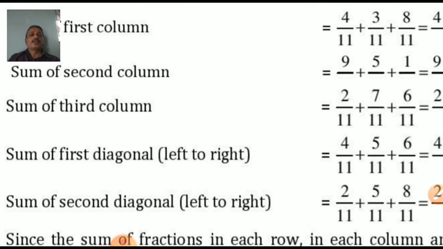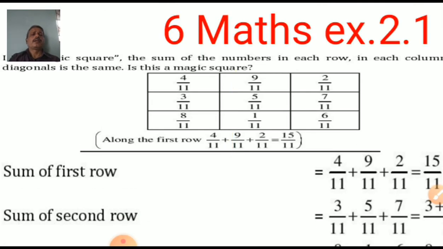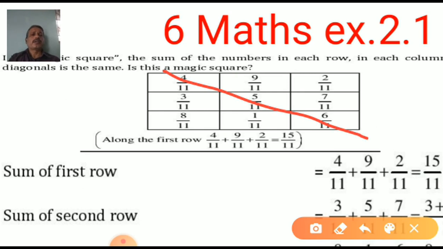Third column, first diagonal left to right, 4 upon 11. Student, 4 upon 11 left to right. This is the diagonal, student. Just now I explained here. Diagonal means cross line, and this is the second diagonal.